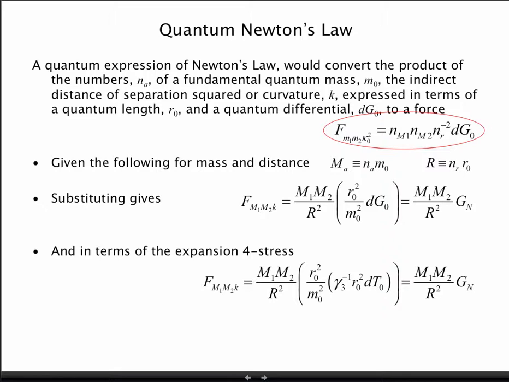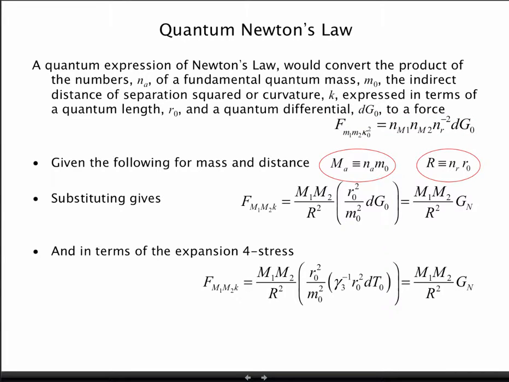We can express a quantum version of Newton's law as the product of the number of quantum particles of some fundamental quantum mass times a curvature expressed in a related fundamental quantum length times a quantum differential of force operating normal to the area of curvature. It is important that we recognize that a fundamental quantum mass does not mean the smallest measure of mass in a particle, but rather the mass associated with the quantum of smallest reduced Compton wavelength.